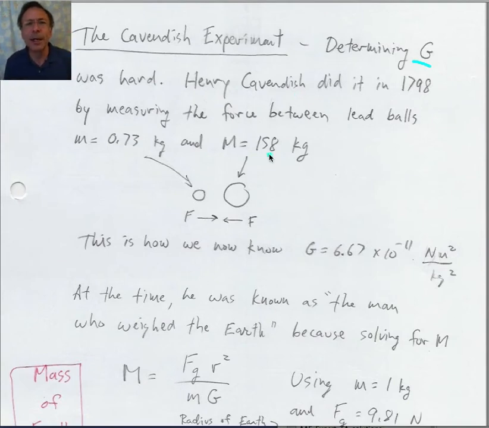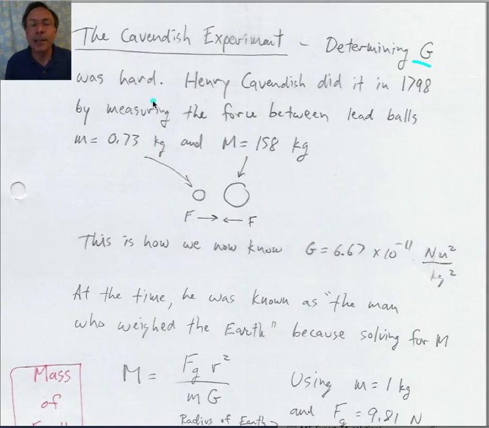page saying that Henry Cavendish was the man who had weighed the Earth, which is kind of true because once capital G was determined, it was then possible to determine exactly what the mass of the Earth is. Until capital G, the universal gravitation constant, had been determined, people could estimate, but they didn't really know how massive the Earth was.